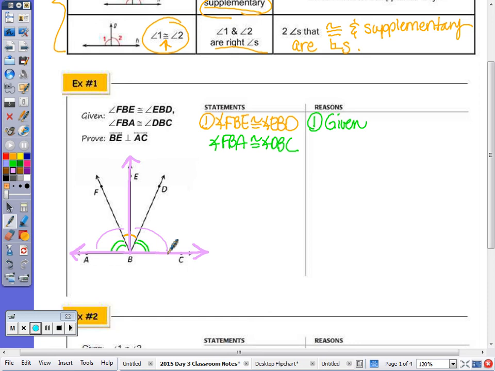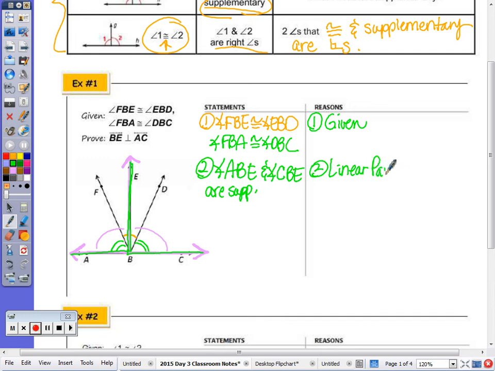So right away, let's just say the angle ABE is supplementary to CBE. They're along a straight line, even though they're broken up into parts. So number two would be angle ABE and angle CBE are supplementary. Now I'm going to abbreviate, it's our note page. Okay, we just don't want to ever abbreviate on an assessment for me or the state, and that's because linear pairs are supplementary.